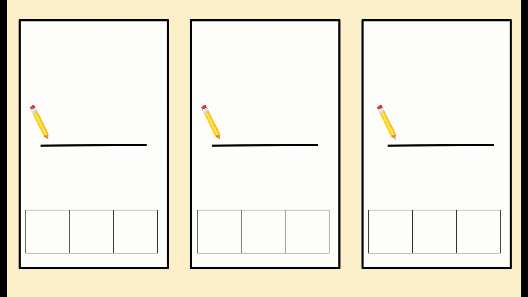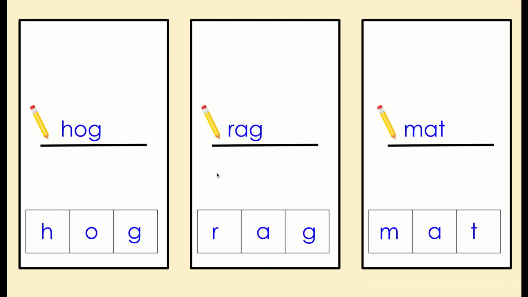All right, let's check our work. The first word was hog. You should have written the letters H-O-G. Our next word was the word rag. You should have written the letters R-A-G. And the last word today was mat. You should have written the letters M-A-T.